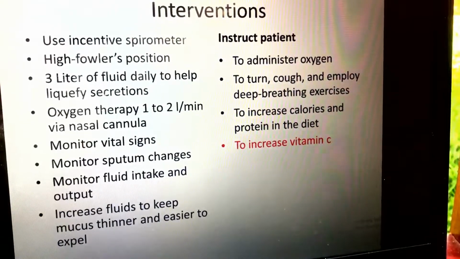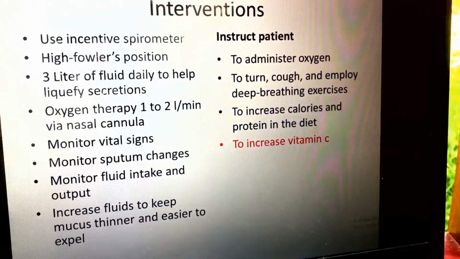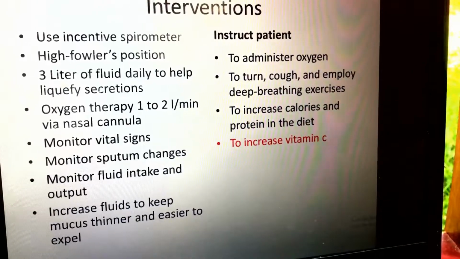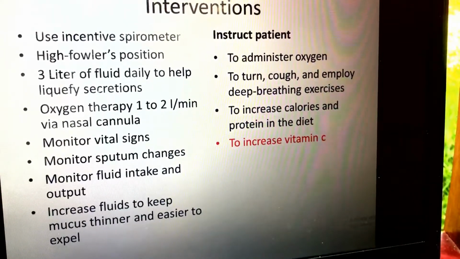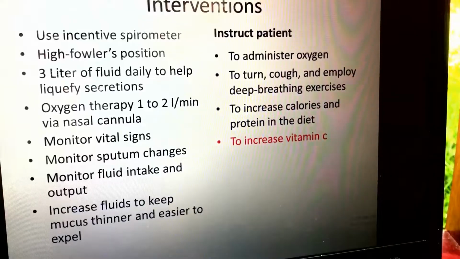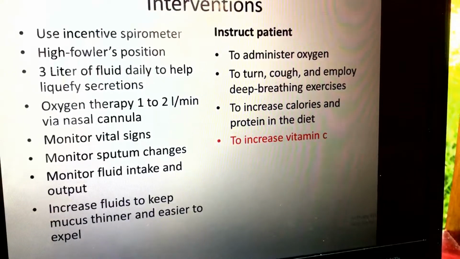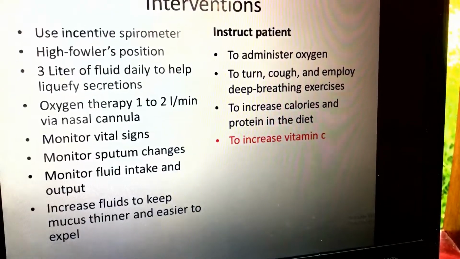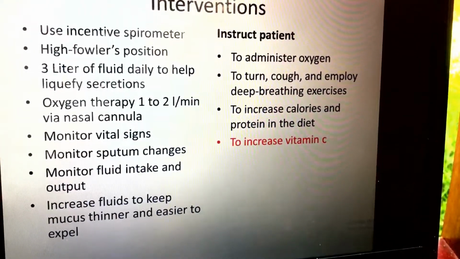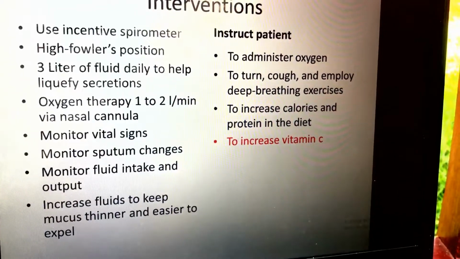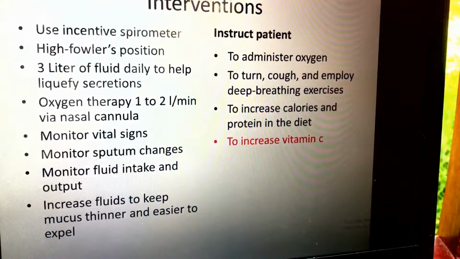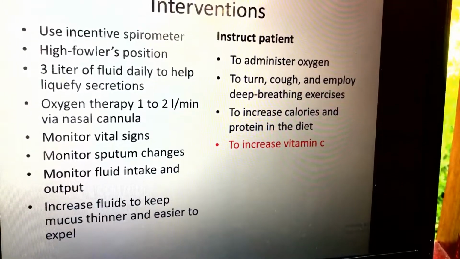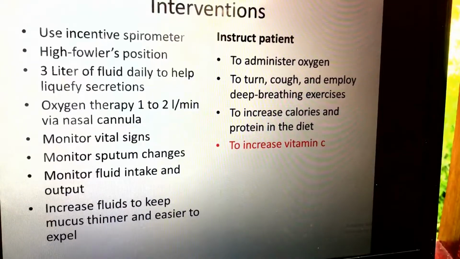Another intervention is to give the patient a high Fowler's position. This is the semi-sitting position. The patient can take 3 liters of fluid daily to help liquefy secretions. If necessary, we can give oxygen therapy 1 to 2 liters via nasal cannula. We will monitor vital signs, sputum changes, and fluid intake and output. Increase fluid to keep mucus thinner and easier to expel.